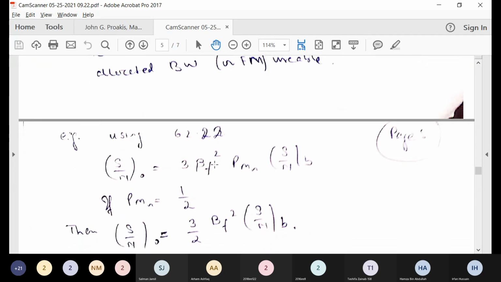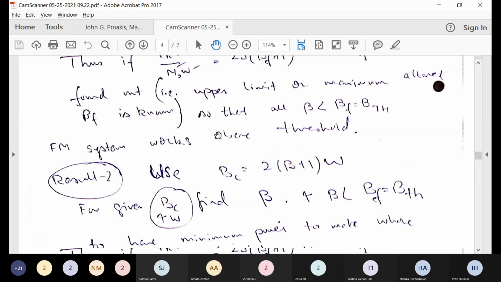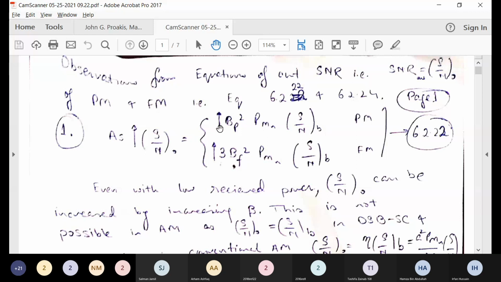So we have this relationship, as we saw earlier from this equation. The signal to noise ratio is given as follows for PM. For FM, it is 3 times, and the rest is almost the same, BP and BF for FM and BP for PM.